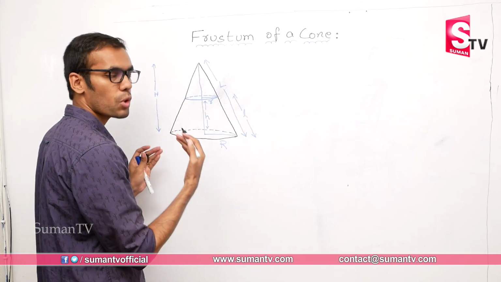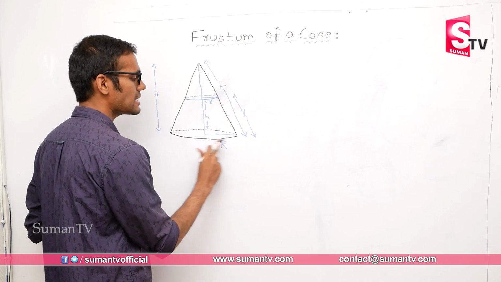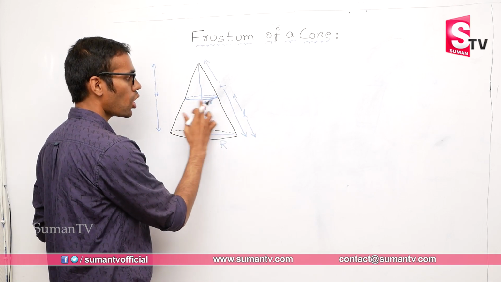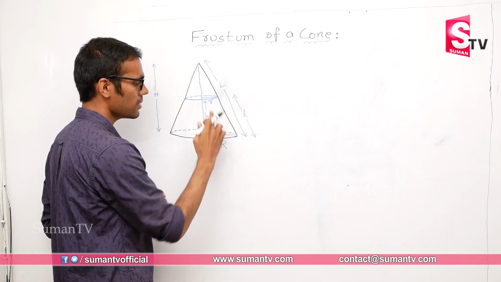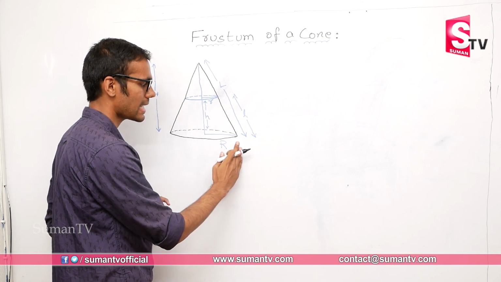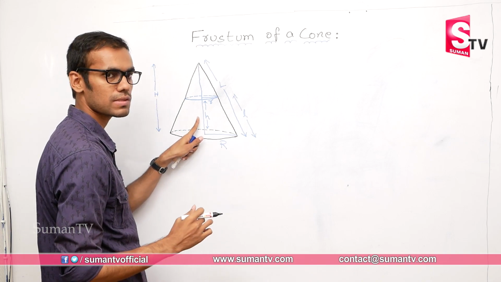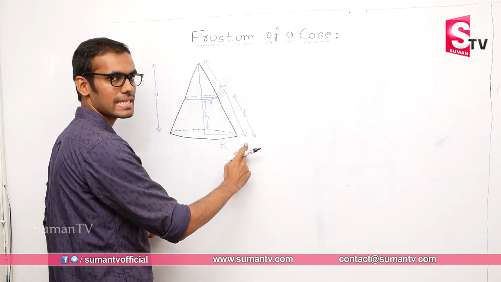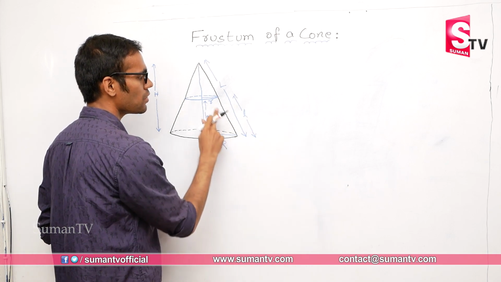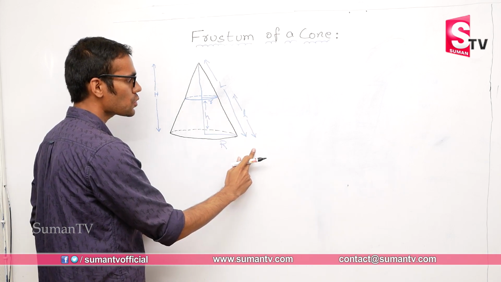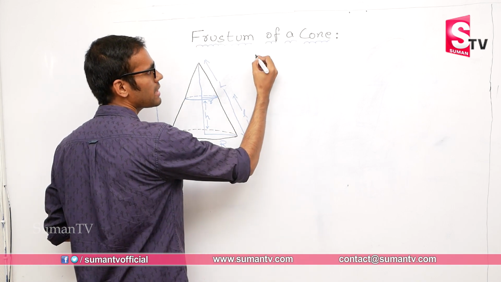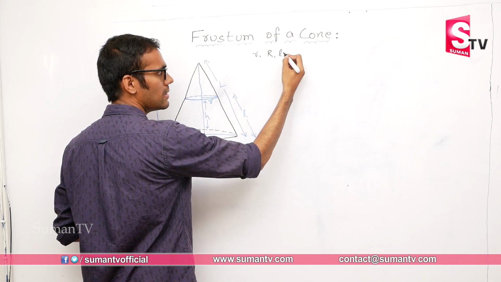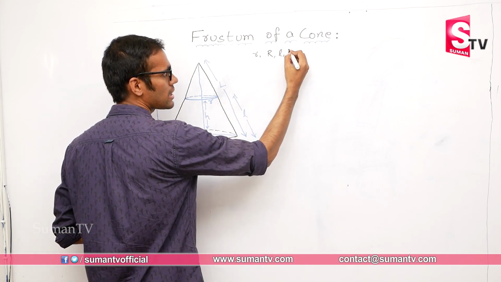So, we have a proper cone where the base radius is capital R and you have a frustum inside this cone. The top base radius is smaller, the bottom radius is capital R. The height of the frustum is small h. The total slant height of the cone is capital L. The slant height of the frustum is small l. So, what are we given in the question? We will be given only small r, capital R, small l and the height of the frustum is small h.